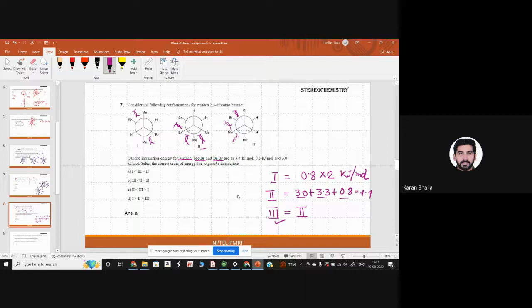Yes, sir. Okay. So what is the right option? Select the correct order of the energy due to gauge interaction. So which one is the right option? A is the correct option, right? So 1 is of the least energy, and then 2 and 3 are at the higher energy, and they are energetically degenerate, right?